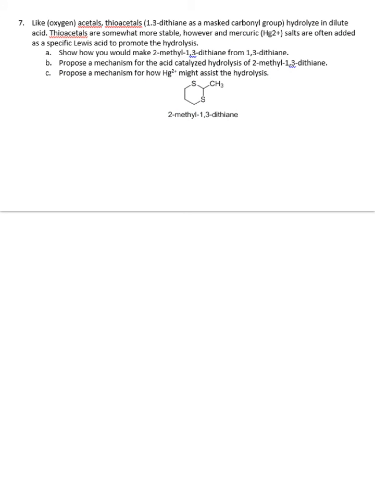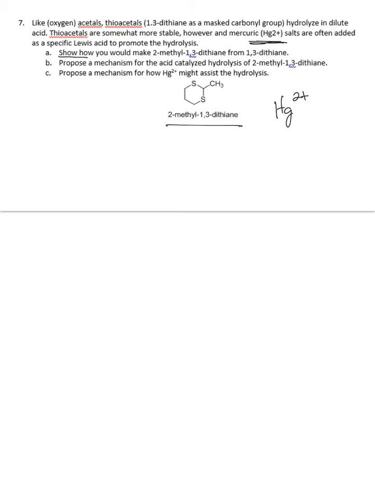Okay, problem number 7. Thioacetals, dicyano, carbonyl group, hydrolyze in dilute acid. So this is your thioacetal, and it's pretty stable, and then it can be cleaved using mercury salts. See that? Mercury 2+ salts are added at low levels to promote the hydrolysis.